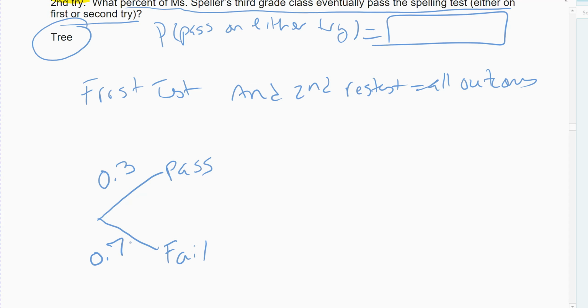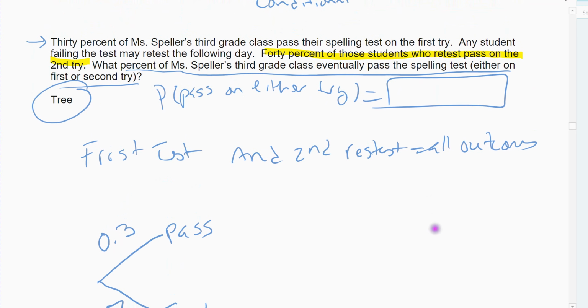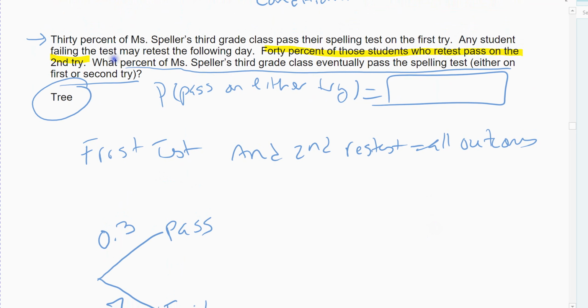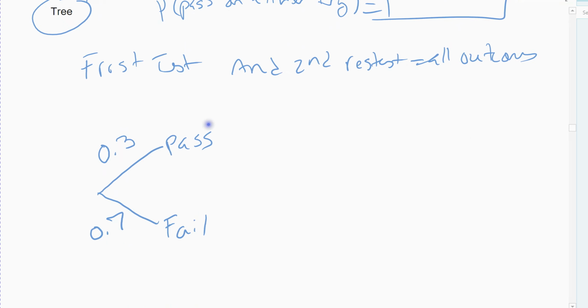The tricky part about this one is, if they pass on the first test, they don't have to retest. So any student failing the test may retest. So if you didn't fail, if you passed it, you don't retest. And so this ends. This set of branches doesn't have another set. It's done. You just go to the end here. Probability that they passed on the first test was 0.3, and you're done. You don't do anything with that one.